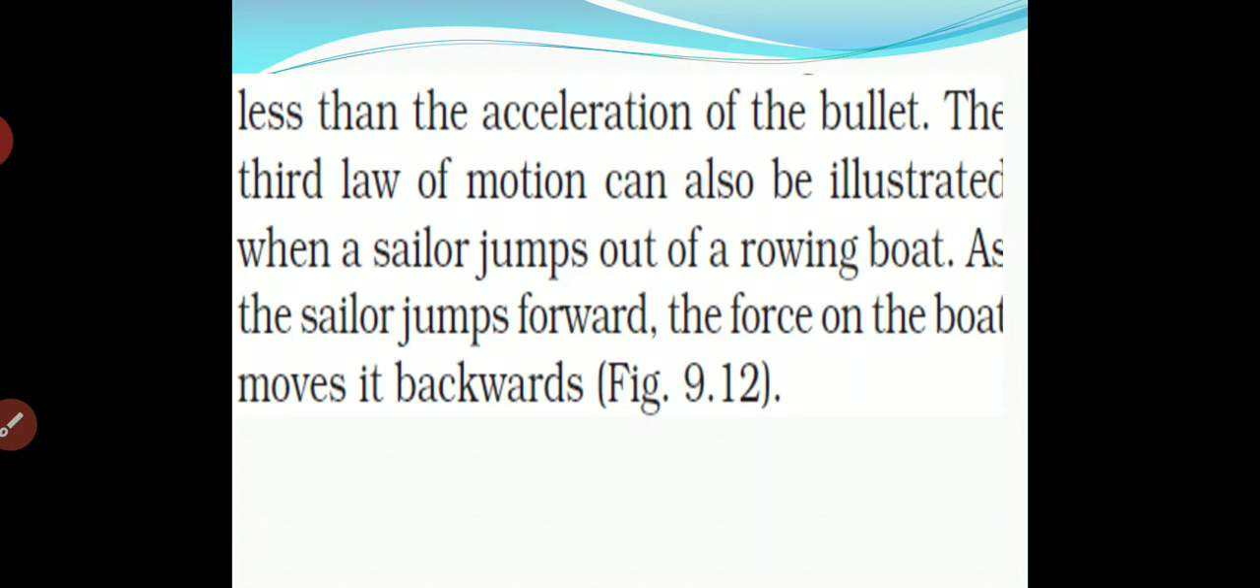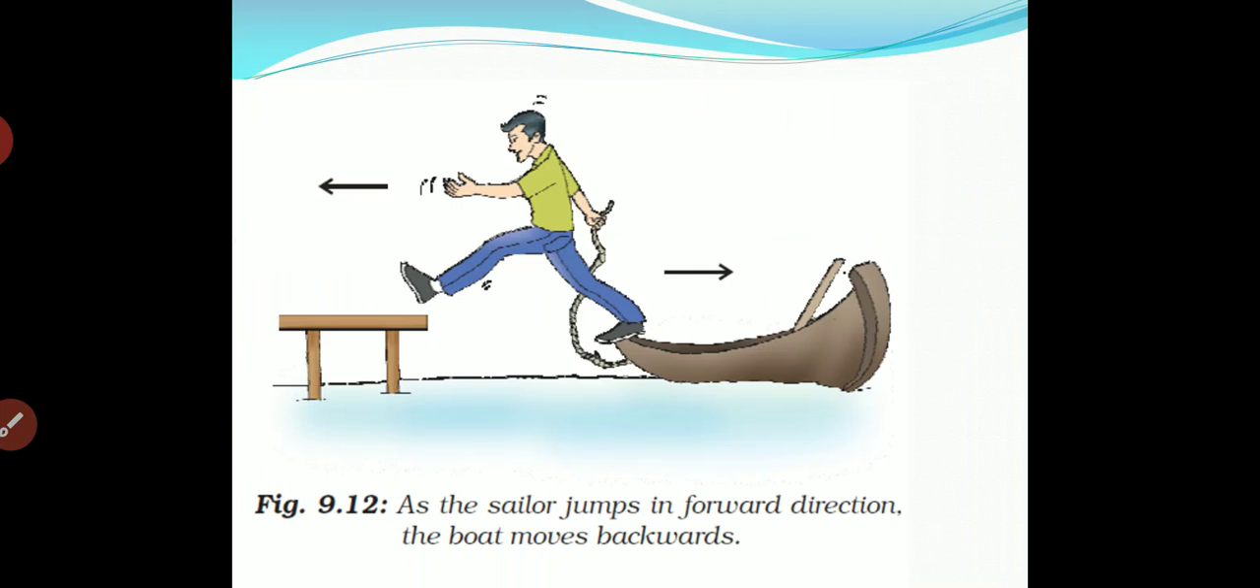The third law of motion can also be illustrated by a sailor jumping out of a rowing boat. As the sailor jumps forward, the force on the boat moves it backward. Whenever the sailor is moving forward, he is giving a force towards the forward, but due to which the boat will go backward. So you can see that the force is exerted forward, while the reaction is done by the boat towards the backward.